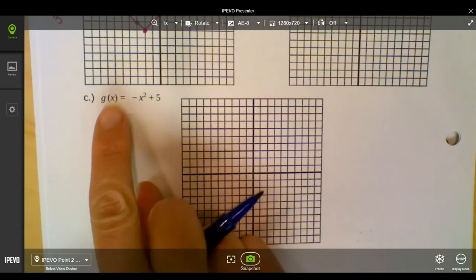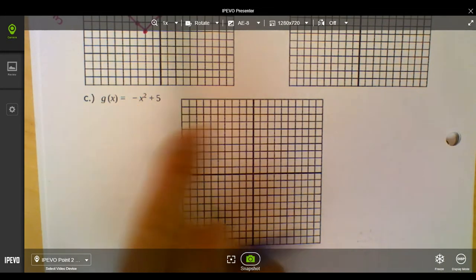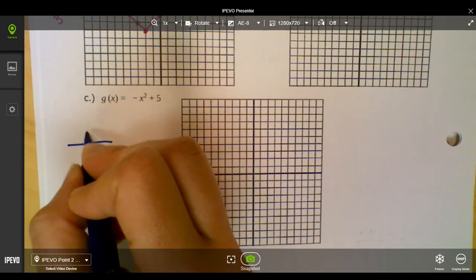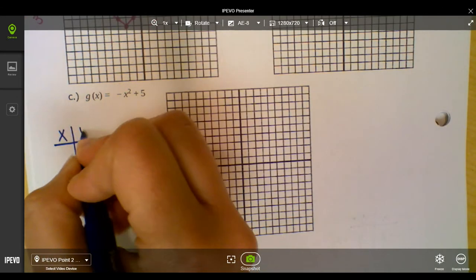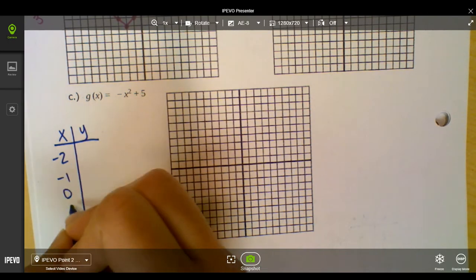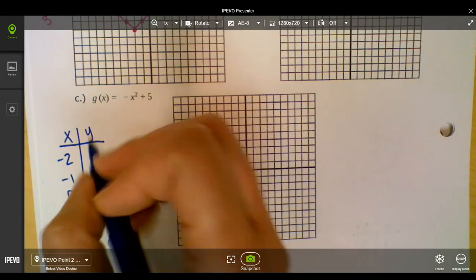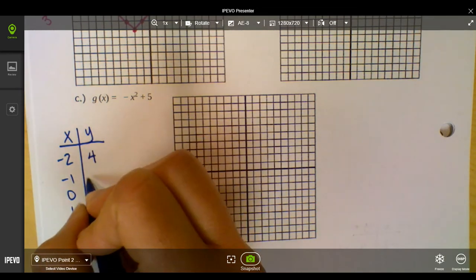Okay, so now we are back to our parabola. So you always have to make sure you're checking and seeing which parent table you should be using over here. So I'm still going to be using my -2, -1, 0, 1, 2. And then since this is quadratics, that means I'm squaring everything for my parent table.